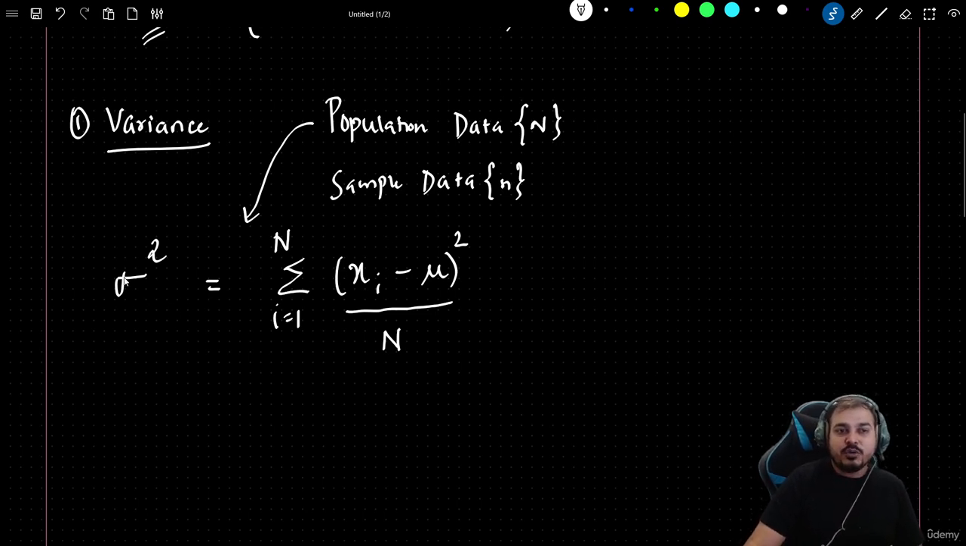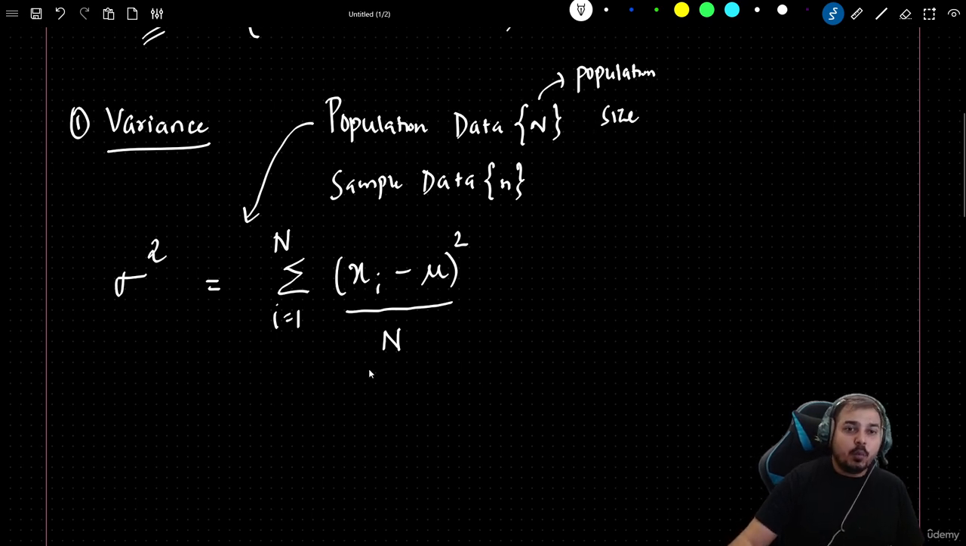Again, I'm going to repeat it. Sigma square is equal to the summation of i equal to 1 to capital N of x of i minus mu, or you can also write mu minus x of i, because at the end of the day you are doing the squaring of it, and it will be divided by capital N. Capital N is nothing but my population size.